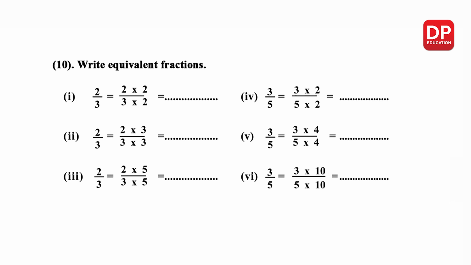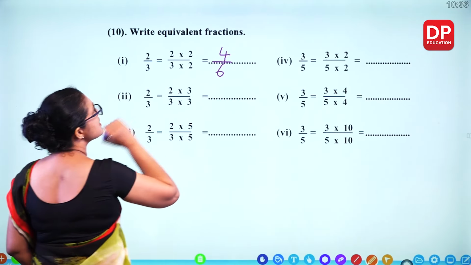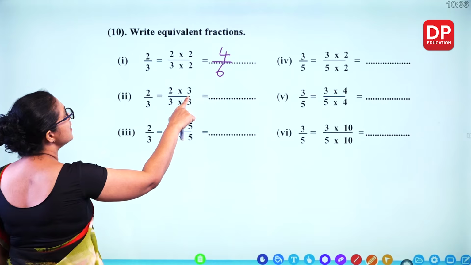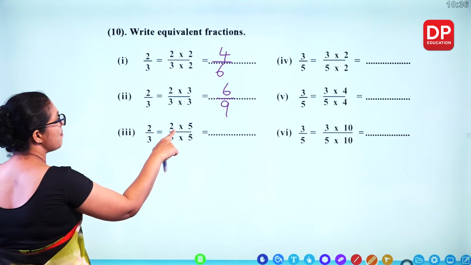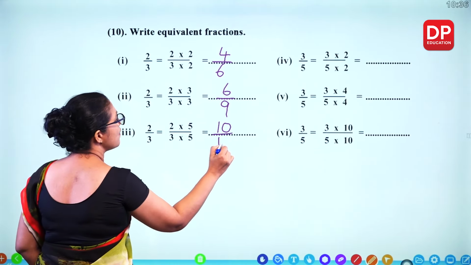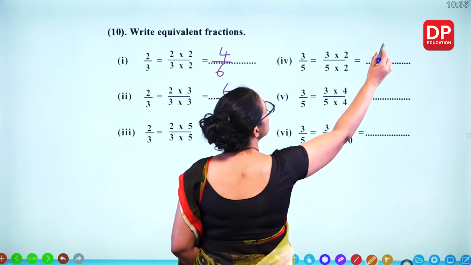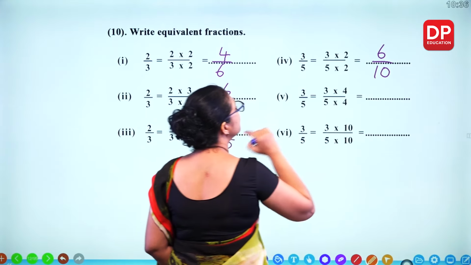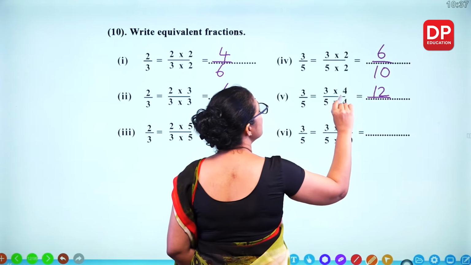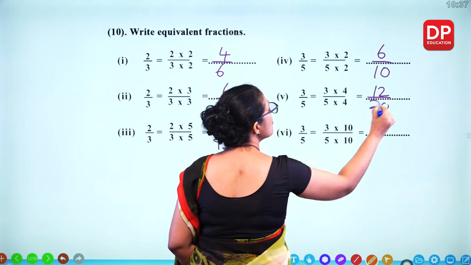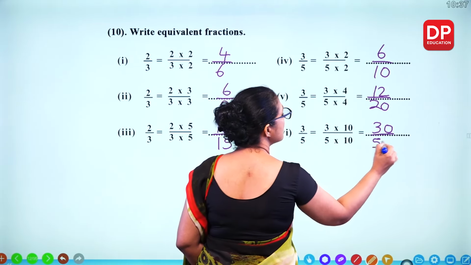the denominator. Write equivalent fractions. Multiply by 2. So, 2 times 2, 4. 3 times 2, 6. Here, multiply by 3. 3 times 2, 6. 3 times 3, 9. Here, multiply by 5. You get 10 and 15. Multiply by 2. 3 times 2, 6. 5 times 2, 10. This one multiplied by 4. 4 times 3, 12. And 5 times 4, 20. This one multiplied by 10. You get 30 and 50.